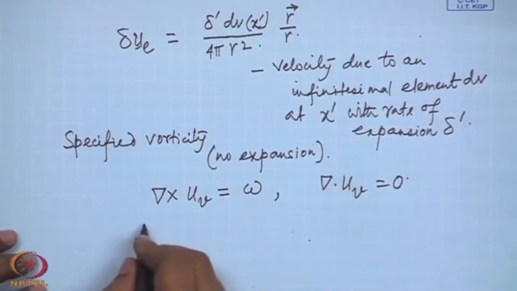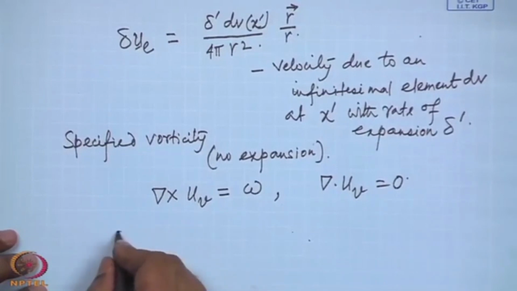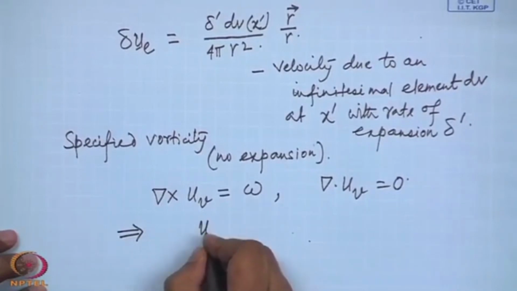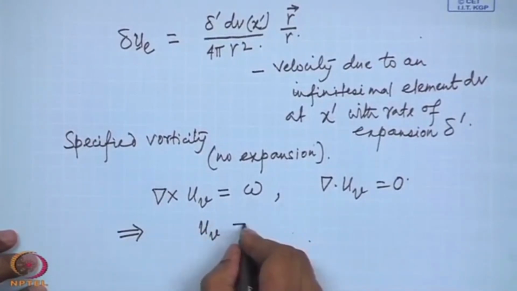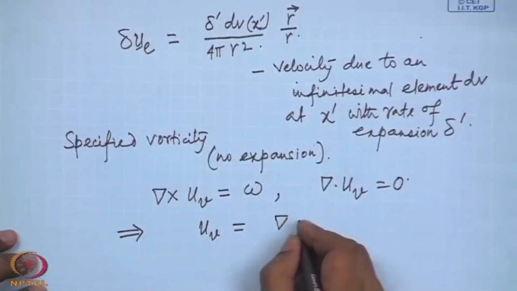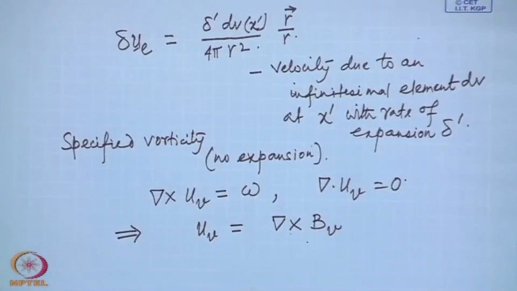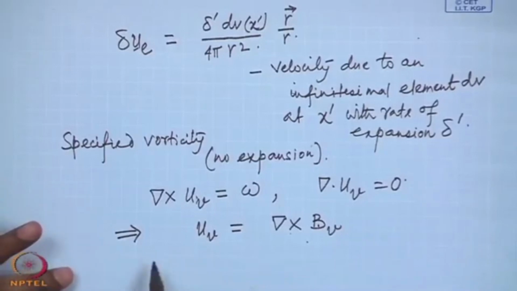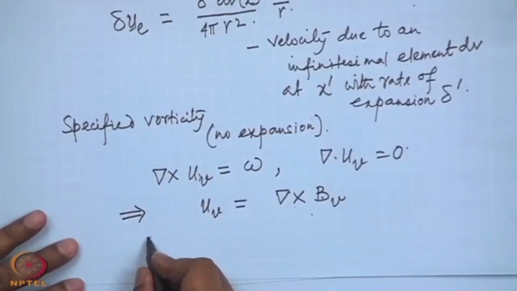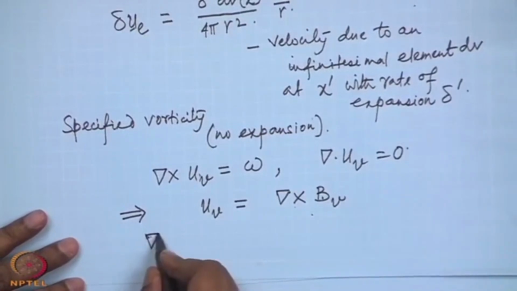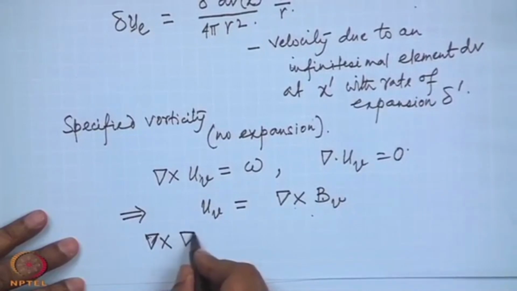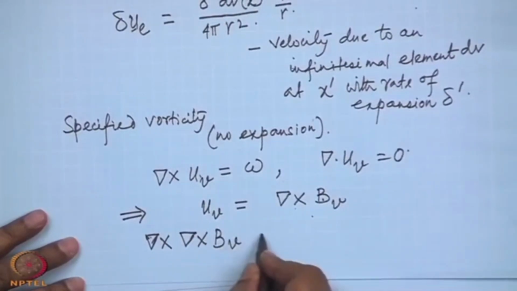This then, from that basic vector relation, implies that u v is a vector field such that u v is the curl of a vector field B. Then if we substitute this in this equation, what do we get? Curl of curl of B equal to omega.